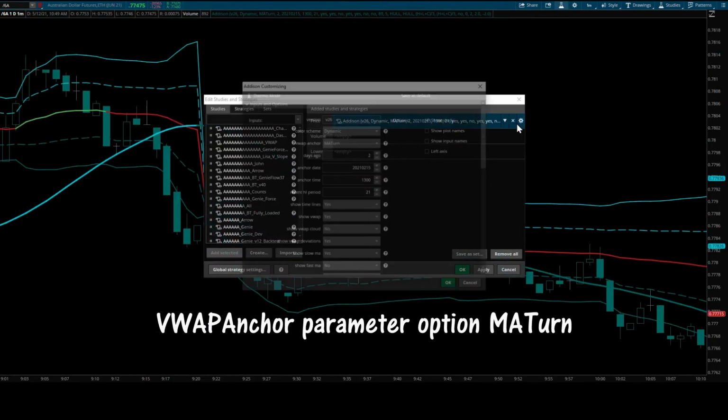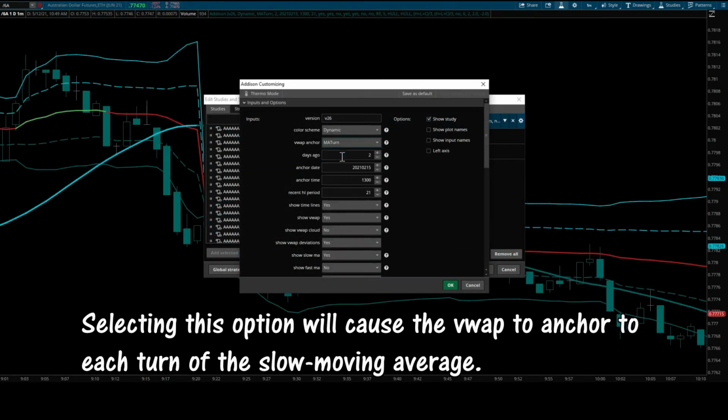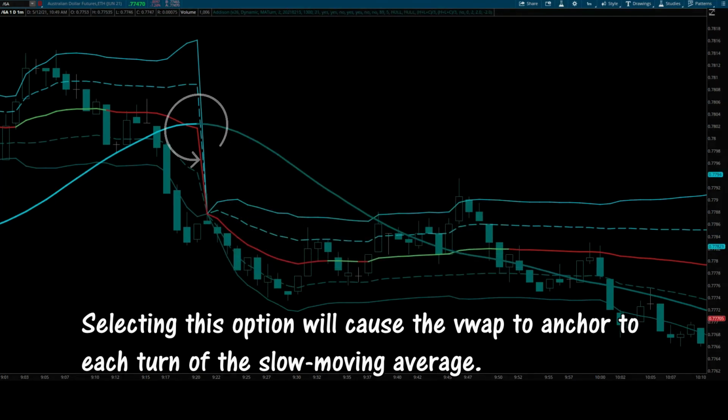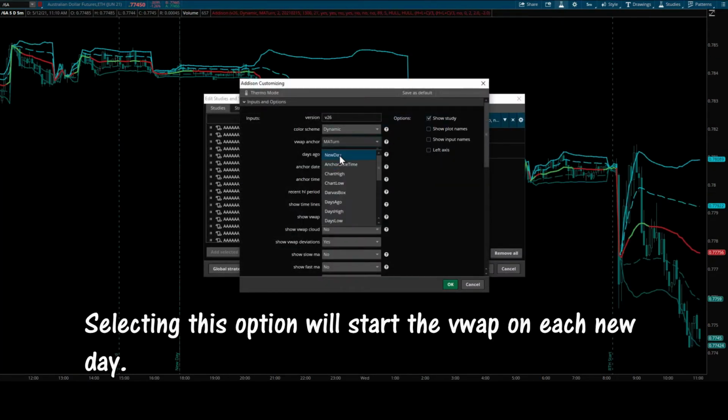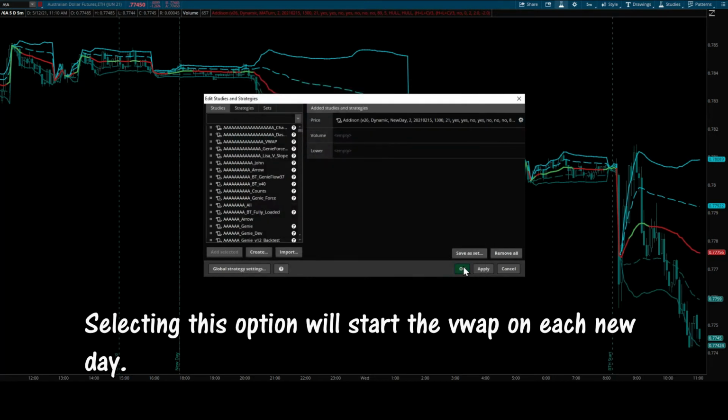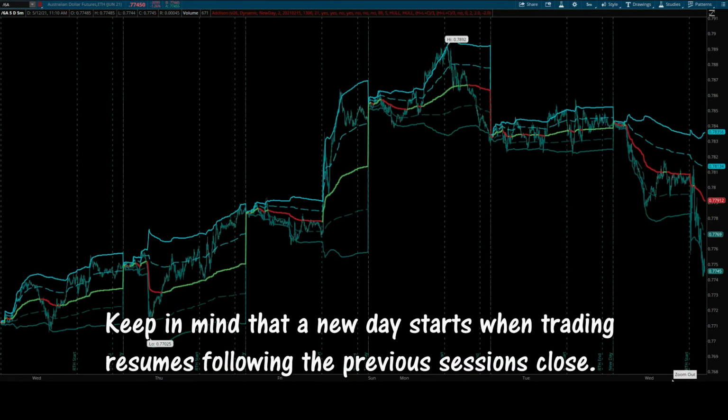VWAP anchor parameter option MA turn. Selecting this option will cause the VWAP to anchor to each turn of the slow moving average. VWAP anchor parameter option new day. Selecting this option will start the VWAP on each new day.